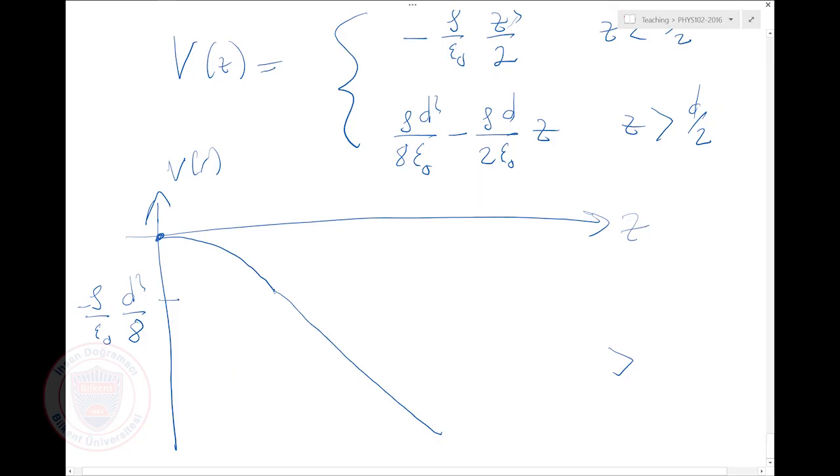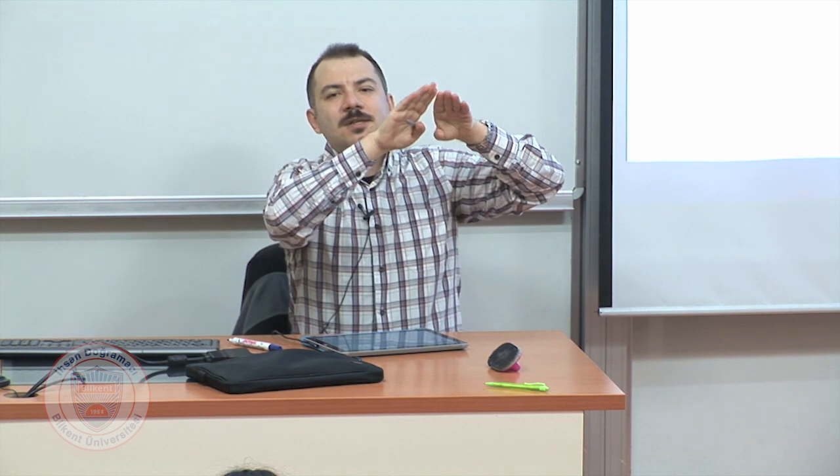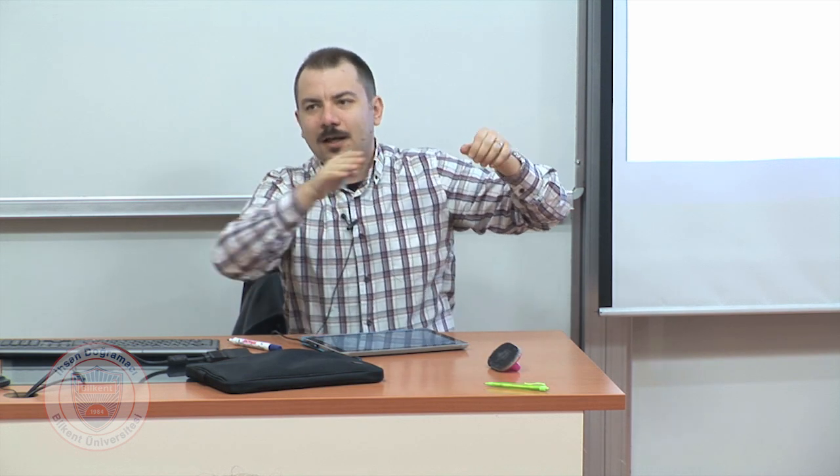So it's kind of interesting. And the potential on the other side, for negative z, will be just symmetric. So that's going to be true for, and this is not r, this is z, right? So on the inside, I have a linear electric field, which means I have a parabolic potential. And on the outside, I have a linear potential, which means I have a constant electric field. Right?